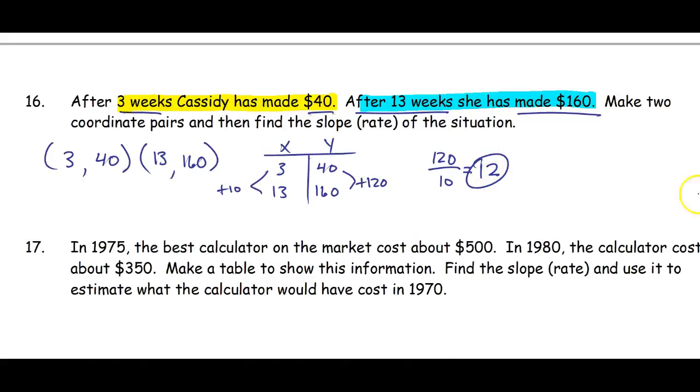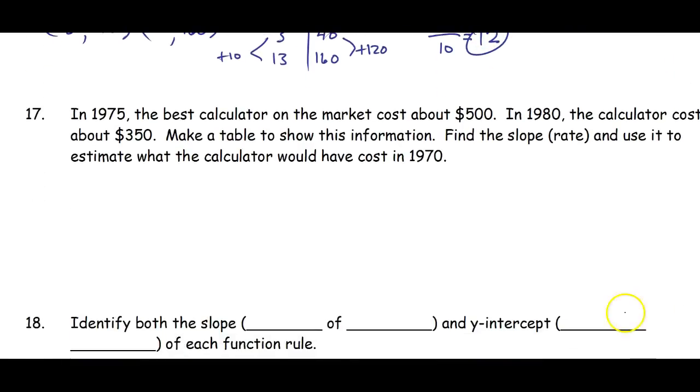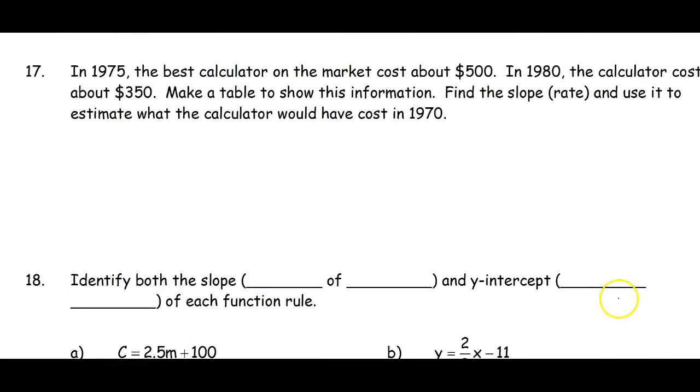In 1975, the best calculator in the market cost about $500. In 1980, the calculator cost about $350. Make a table to show this information. Find the slope and use it to estimate what the calculator would have cost in 1970. So here are our 2 points here.